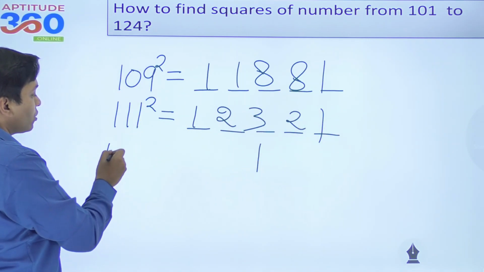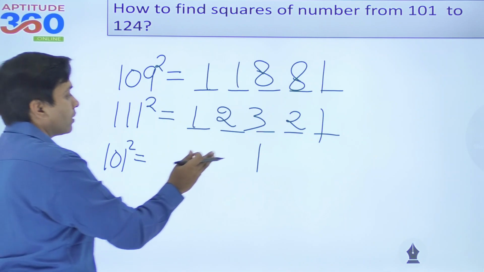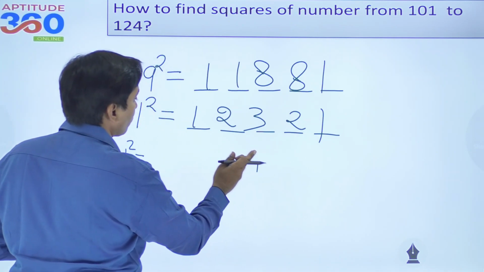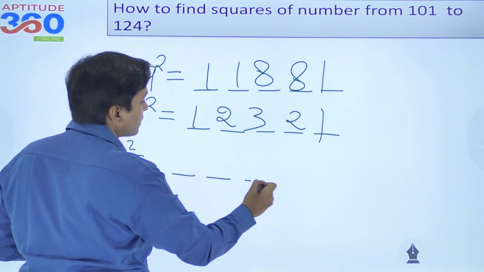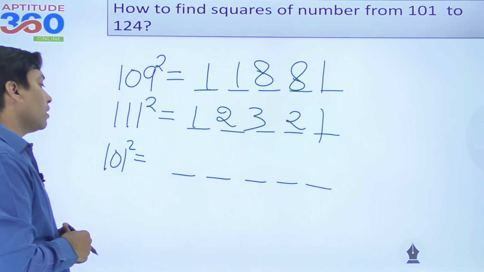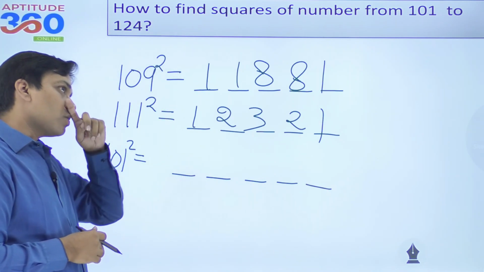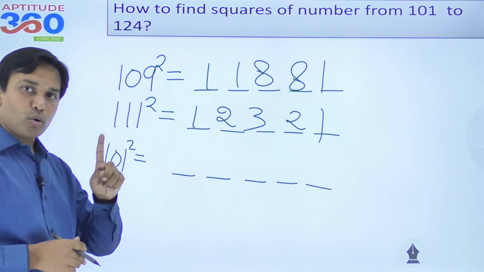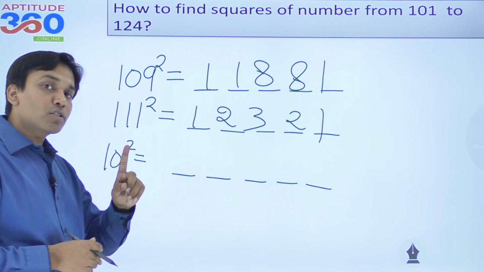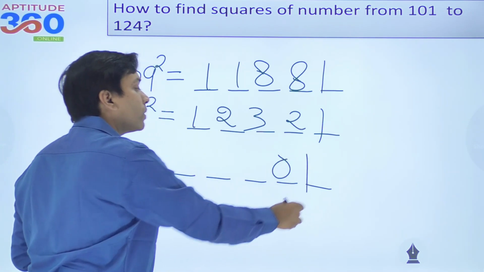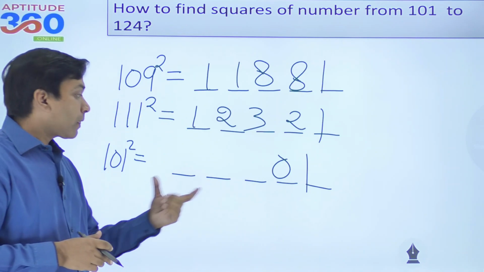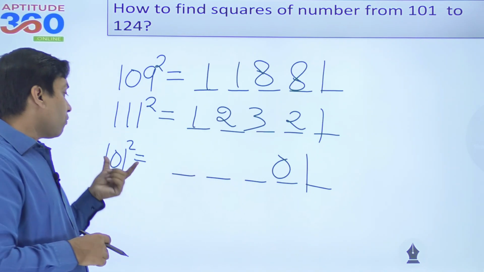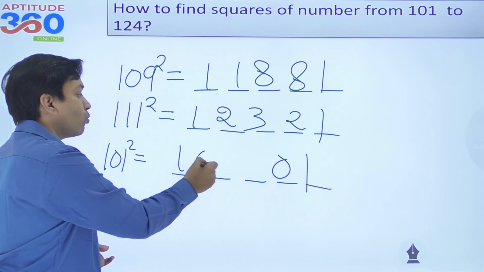How do you find out 101 square? Now understand this thing. Again, this is going to be a 5-digit number. So 101 square. This number is 1 more than 100. What is 1 square? 1. So the last 2 digits will be 0, 1. How do I find out the first 3 numbers? 101 plus 1. So that number is going to be 102.